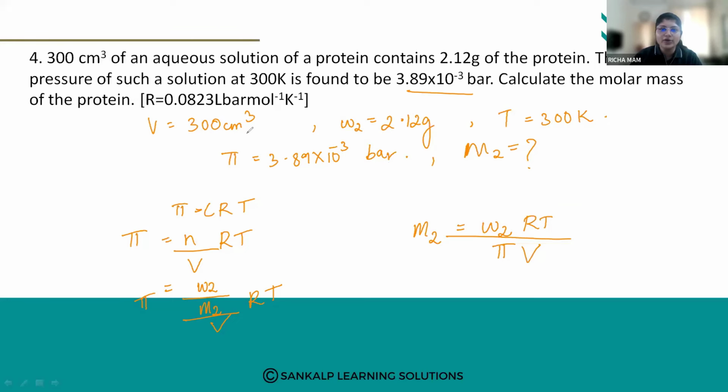Now your volume is in centimeter cube, so this you have to convert to liters, because volume is there. So it will be 0.3 liters. So we have to calculate everything in liters now. So 0.3 liters. Now put the values. W2 is 2.12.